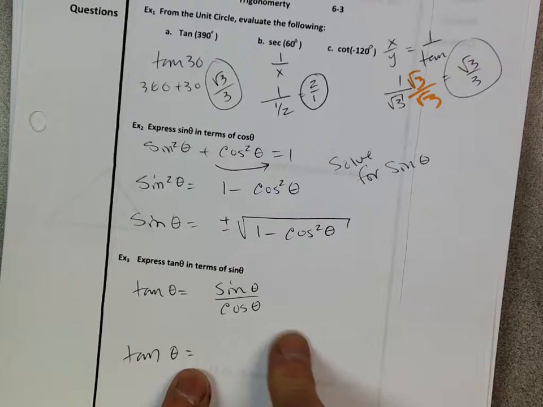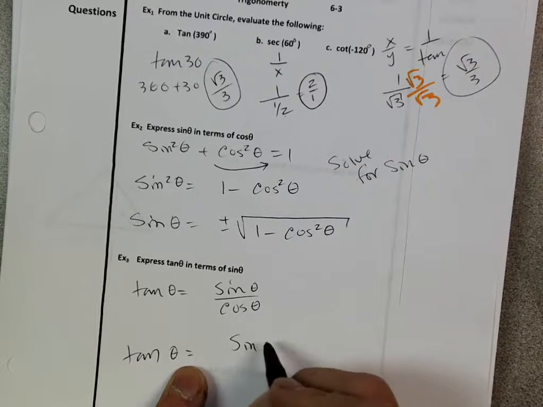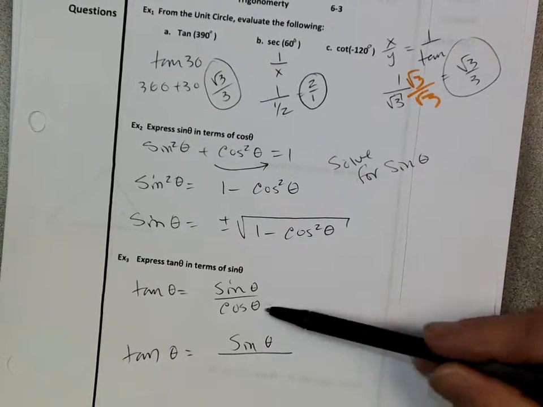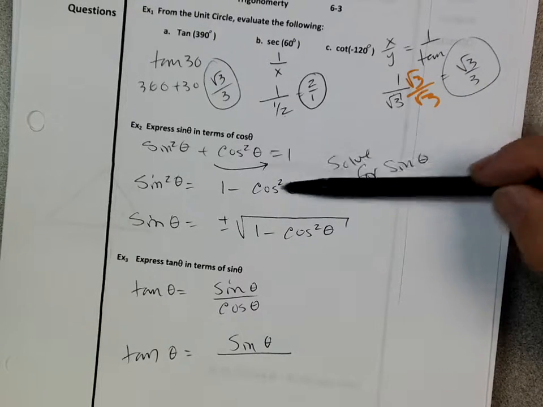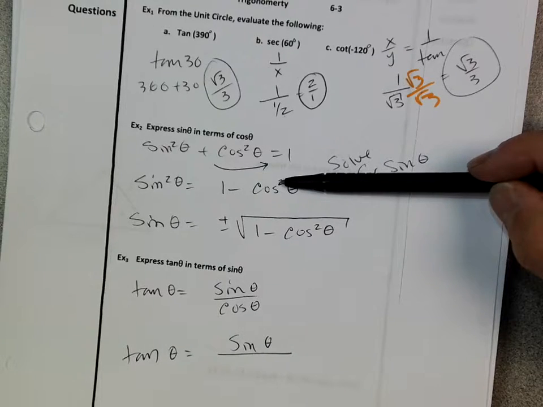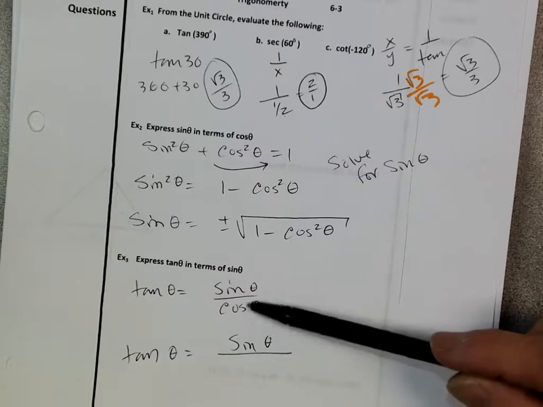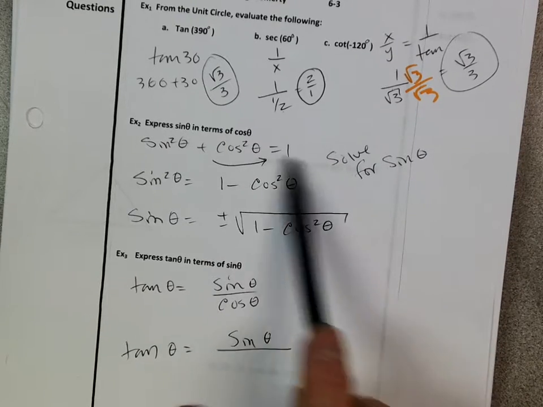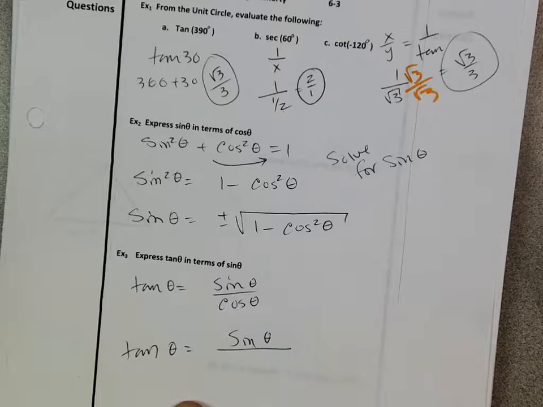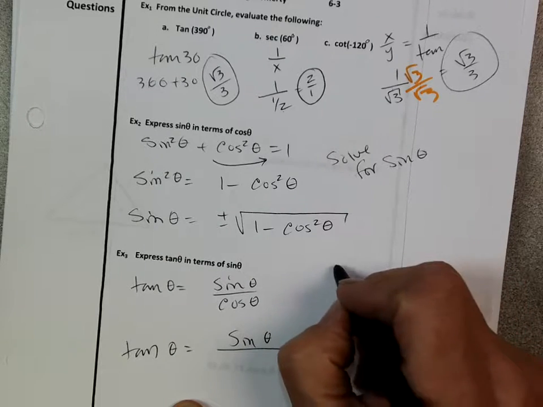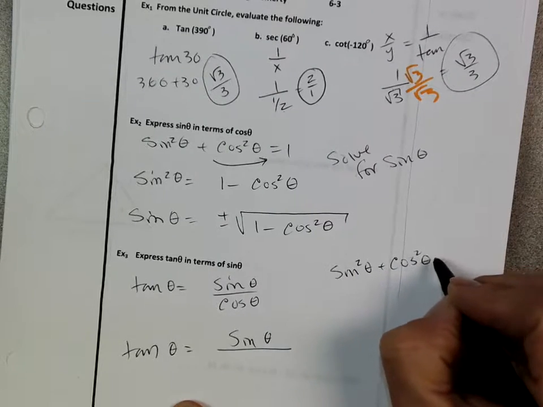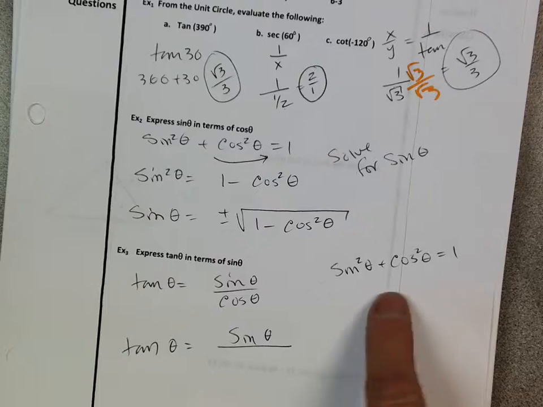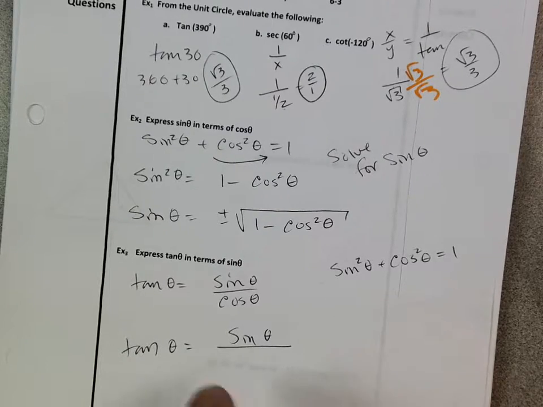So I know for sure that I can write it as sine of theta over, but I don't want cosine. I want everything in terms of sine. So I'm going to go back up to what I just did here. And if I solve for cosine instead, then I can put that in place of cosine in terms of sine. So I want to go back up and do the same process I did here, but with the other one. So instead of sine squared theta plus cosine squared theta equals 1, let's solve for cosine, and then I can put that in place of cosine.